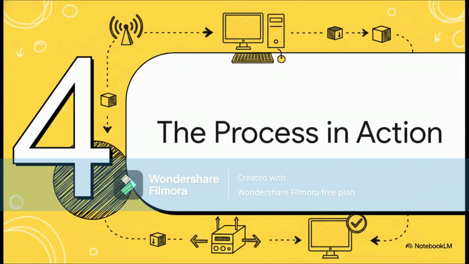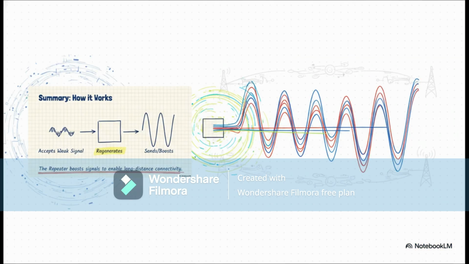So let's put all of those pieces together and just quickly look at the signal's entire journey from start to finish. So to sum it all up, a weak, fading signal comes in one side of the repeater. Inside that little box, the magic of regeneration happens. And then, out the other side comes a strong, clean signal, good as new and ready to keep going. It's a simple but absolutely essential process for our networks.